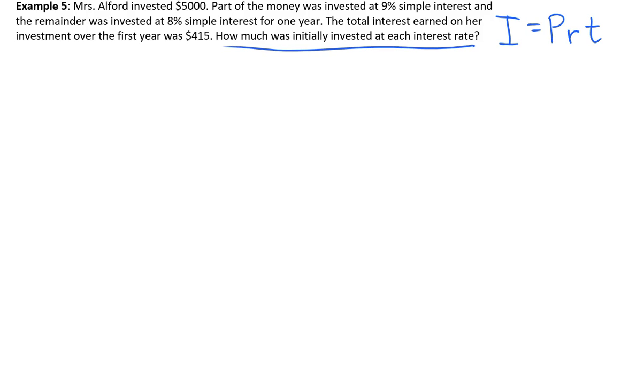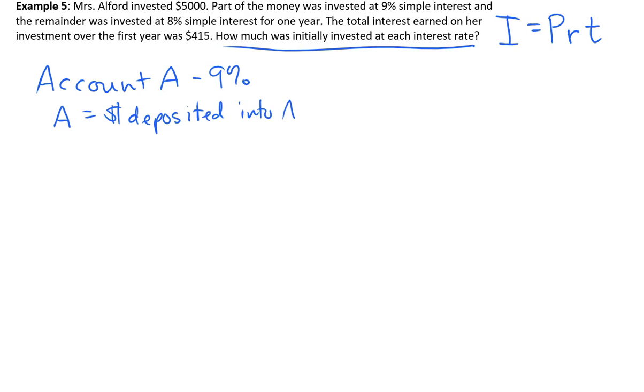So that means our variables should reflect that. So we have to come up with variables that reflect what we're trying to solve for. So I'm going to call the different accounts account A and account B. Okay, so account A, this is going to be the 9% one. And so I'm going to let my variable A be the amount of money deposited into A. And similarly, account B, this will be the 8%. B is going to be the money that was deposited into account B.